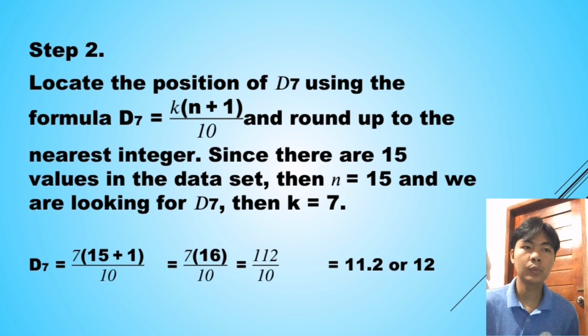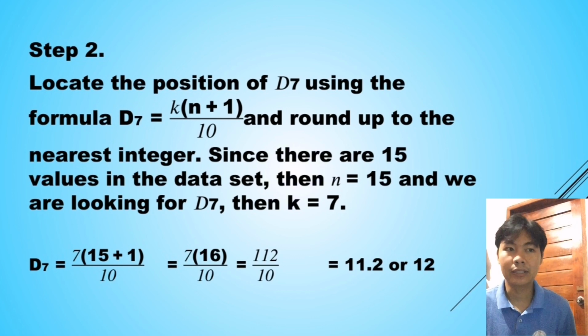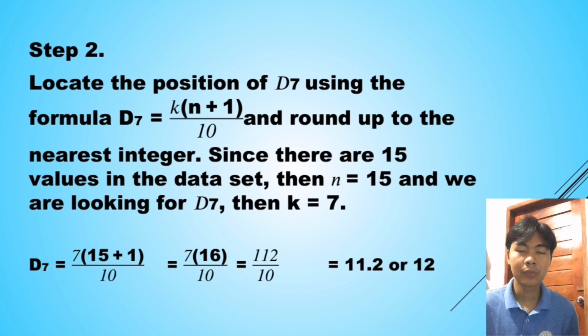And take note that we need to round up our answer to the nearest integer. Okay, now since there are 15 values in the dataset, our n is equal to 15. And we are looking for decile 7, of course, so our K is 7. So using the formula, ito yung magiging sagot natin. Decile 7 is equal to 7 multiplied by (15 plus 1) over 10.